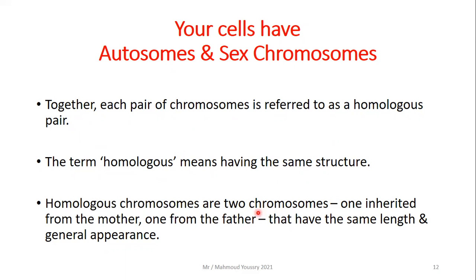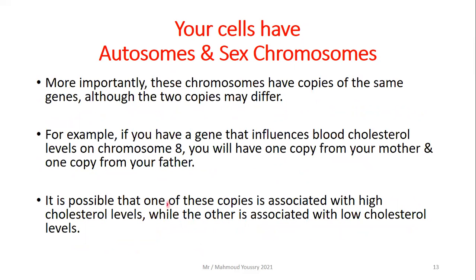Homologous chromosomes are two chromosomes, one inherited from the mother and the other inherited from the father, that have the same length and general appearance. So the term homologous chromosomes refers to each pair of chromosomes, one inherited from the father while the other is inherited from the mother, and they both have the same length and general appearance.